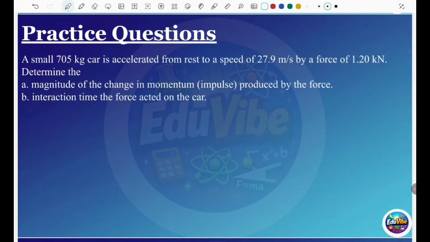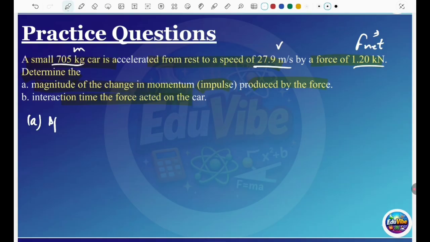Next question. The question says a small 705 kg car is accelerated from rest to a speed of 27.9 meters per second by a force of 1.20 kilonewtons. Determine the magnitude of the change in momentum. We have to find the impulse produced by the net force acting on the car. So basically find delta P, and we have the net force, a speed, and a mass too.